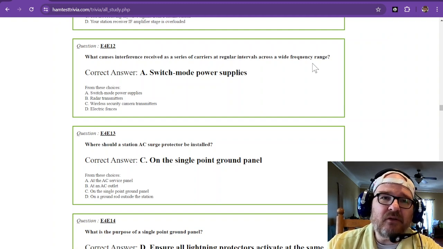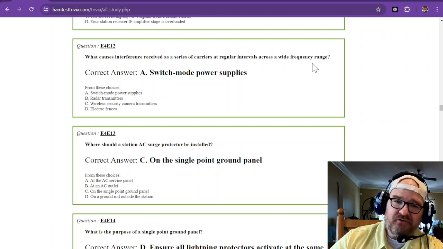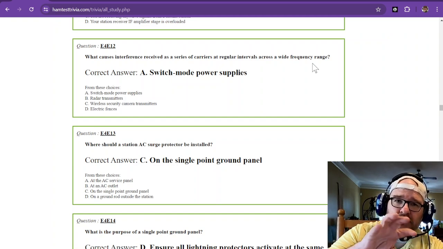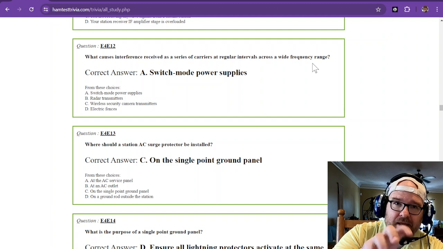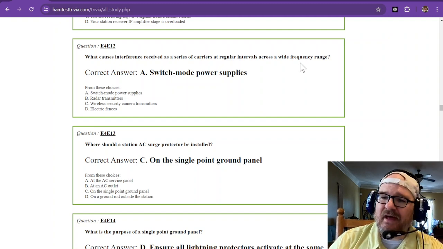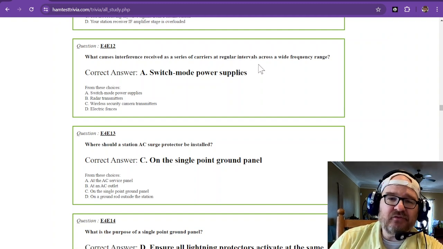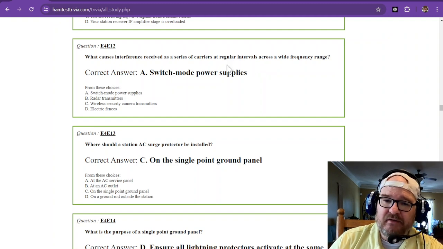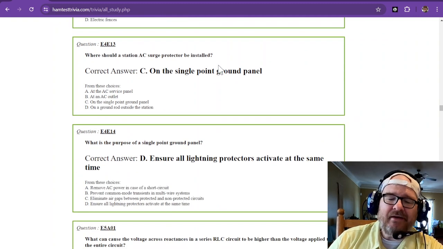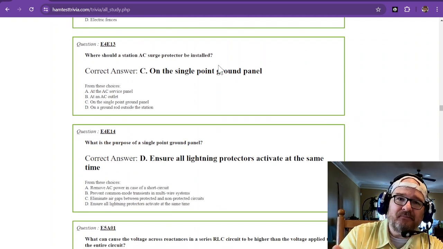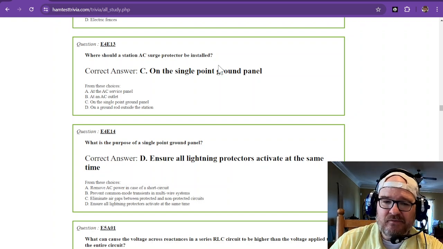So those carriers, we call those birdies. And when you're scrolling and you hear, ew, ew, ew, that's birdies. You can look for a switch mode power supply somewhere that's making that noise. Having a portable transceiver can help you go find those.